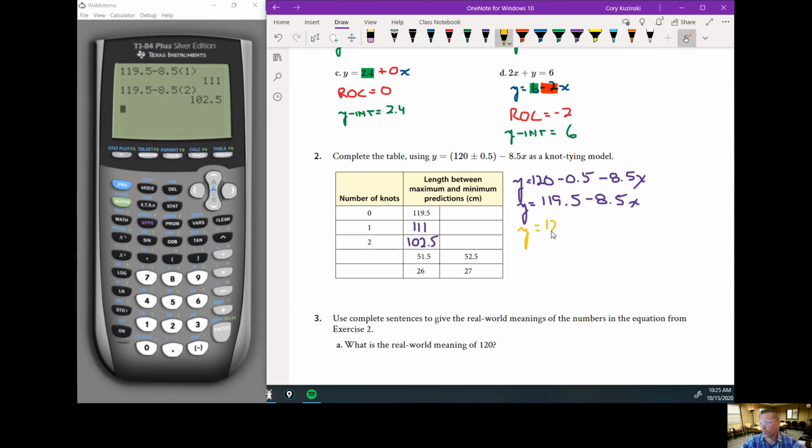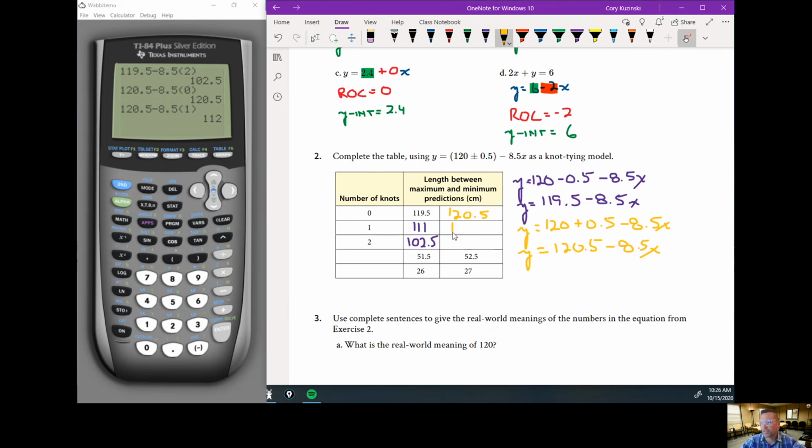Let's do the maximum amount. So we're going to do 120 plus 0.5 minus 8.5x. So that would be, if we simplified it, 120.5 minus 8.5x. And that's what we'll use to get these two values, or three values, over here in the right-hand column. So 120.5 minus 8.5 times 0 is obviously just going to be 120.5. And then it's going to decrease 8.5 every time we add 1 to x.